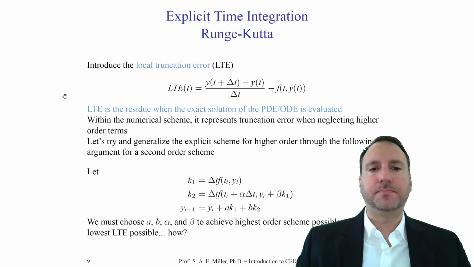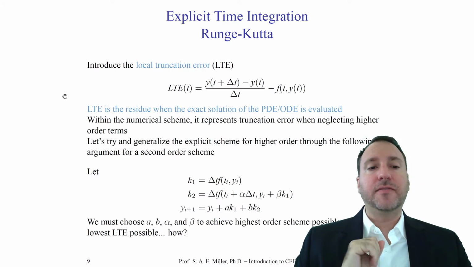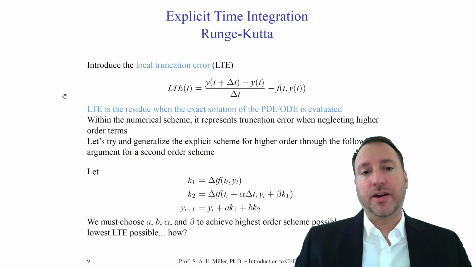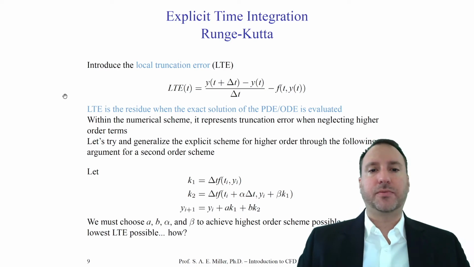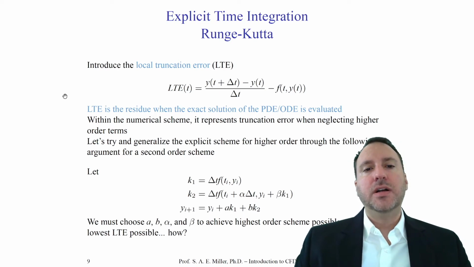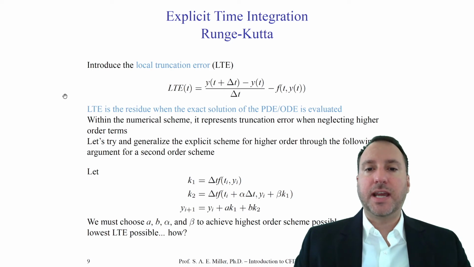It's a general form. We should think of the LTE, the local truncation error, as a residual, and it looks just like the residual which we discussed earlier, when the exact solution of the PDE or ODE is evaluated. So you can imagine, of course, it's just like the residual in that the local truncation error will go to 0. With a numerical scheme, it will represent something a little bit different. It represents the truncation error when neglecting higher order terms. That's the local truncation error. Of course, it'll become smaller and smaller with the more and more higher order terms we add.